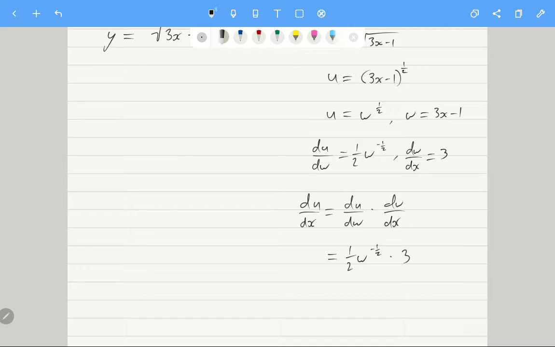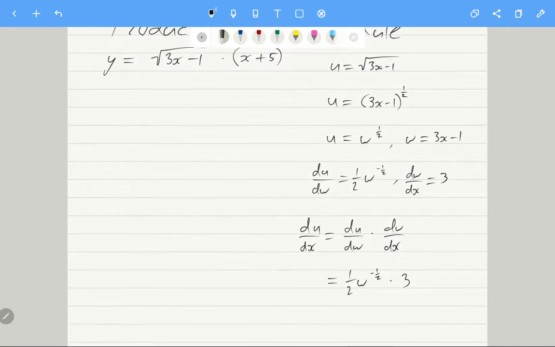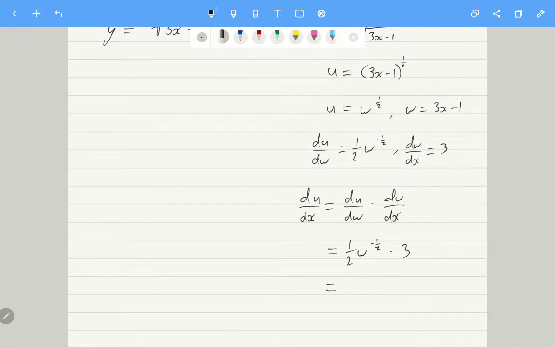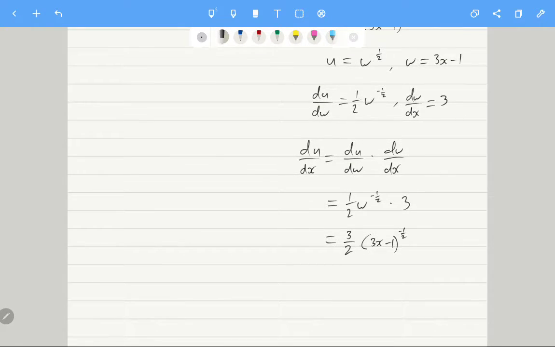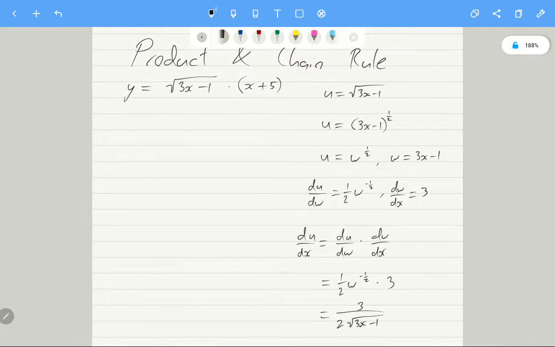W, though, is not an x. So I might want to substitute back in what w is representing, which is 3x minus 1. So we get equals 3 on 2, and then in brackets 3x minus 1 to the negative a half, which I would probably better write as 3 on the square root of 3x minus 1. Alrighty, so all of that was to just deal with bloody u. Haven't even looked at v yet because v is nice and easy.